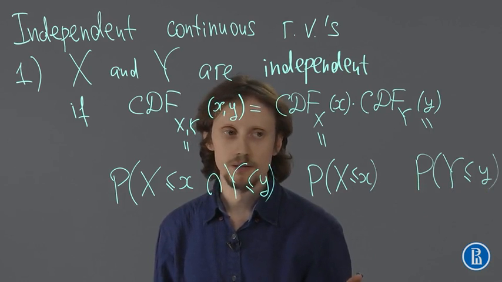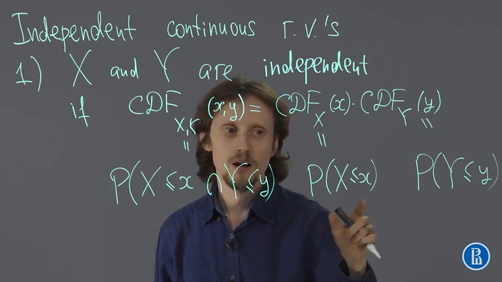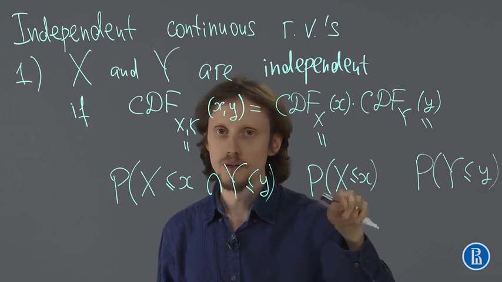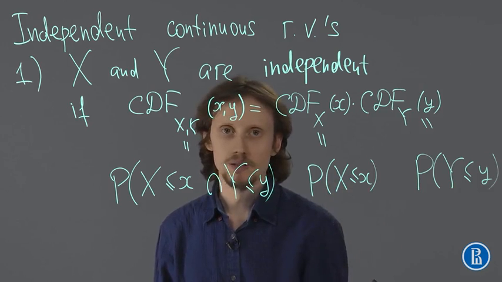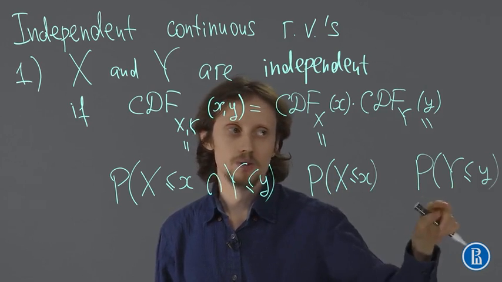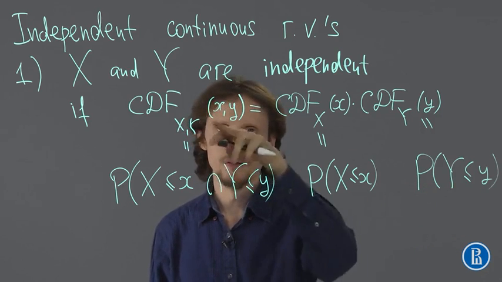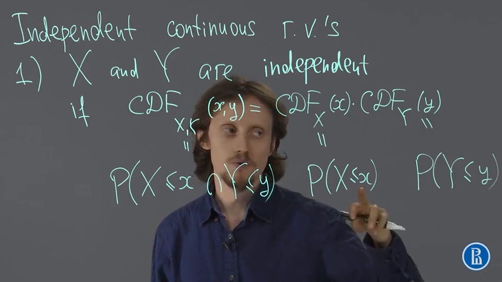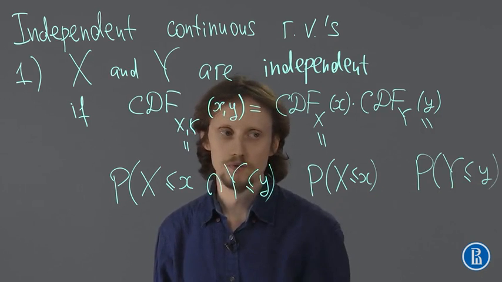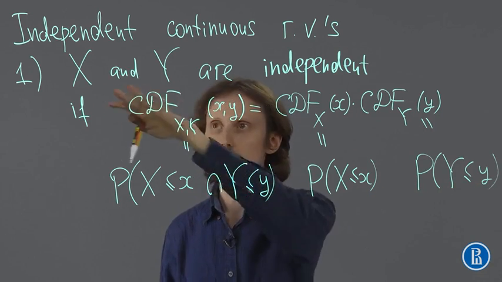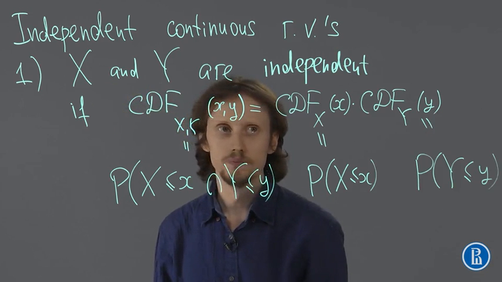So in other sense, it means that if we know something about the variable x, then it gives us no new information about the variable y. If this relation is held for all possible values of x small and y small, then we say that these two random variables are independent.